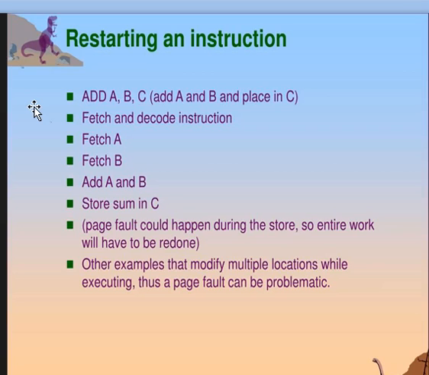So after getting the page now, if a page fault occurs while we are fetching an operand, we must fetch and decode the instruction again and then fetch the operand. As a worst case example, consider a three-address instruction such as add the contents of A to B, placing the result in C. These are the steps to execute this instruction.